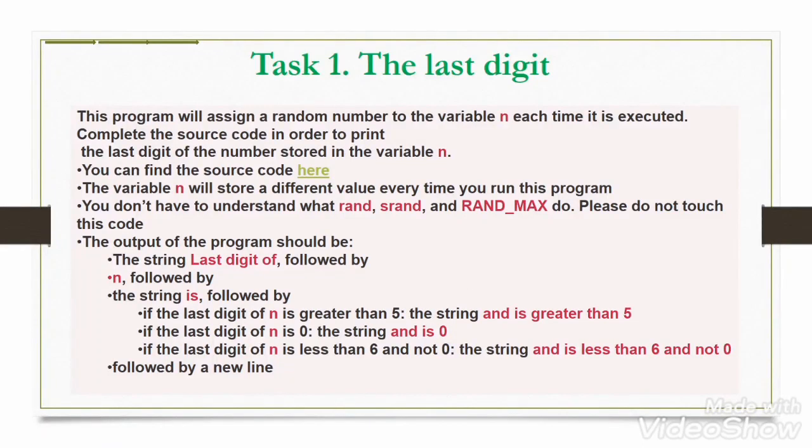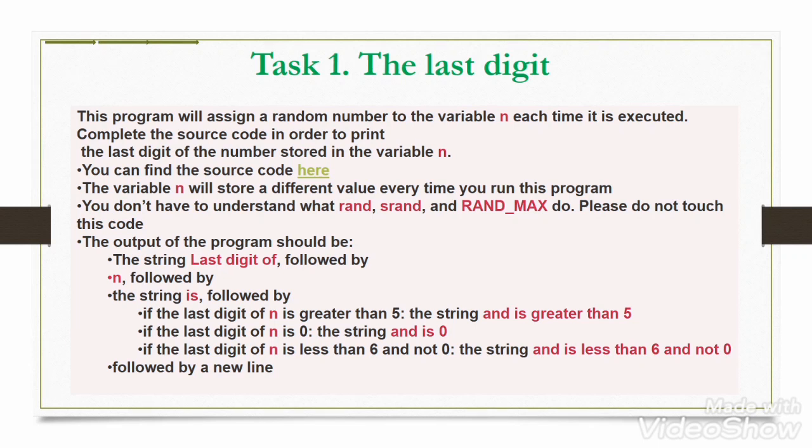So we have a question here, the last digit. And the first step is to actually understand the question. Now you can pause and read carefully. When you go through the question, you'll see that we are required to write a program that will generate a random number using rand, srand, and rand max.